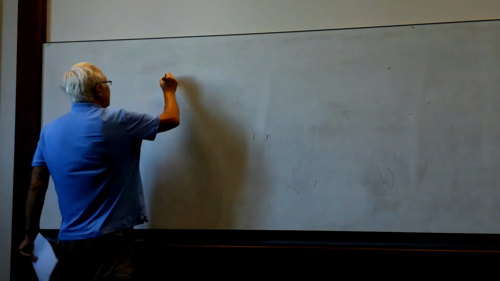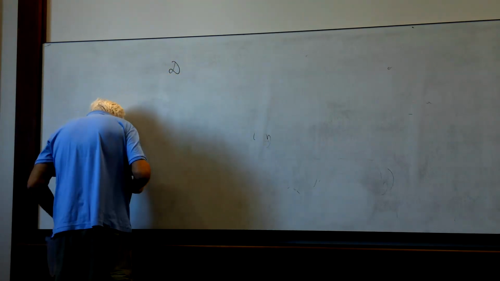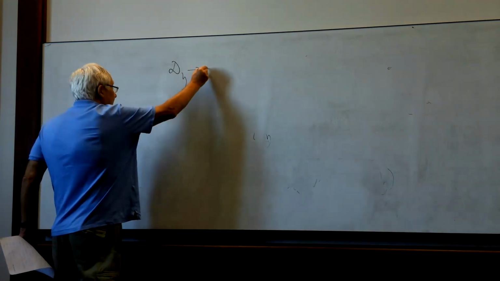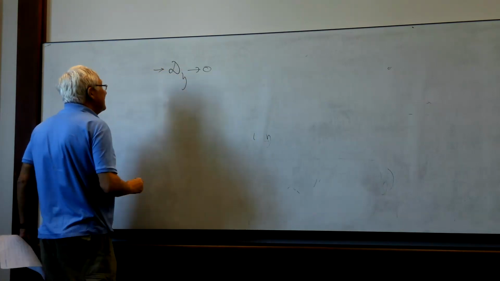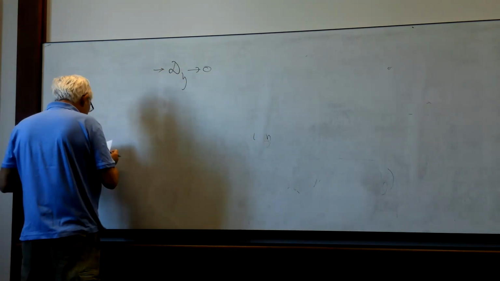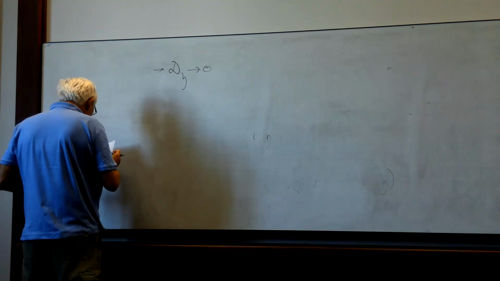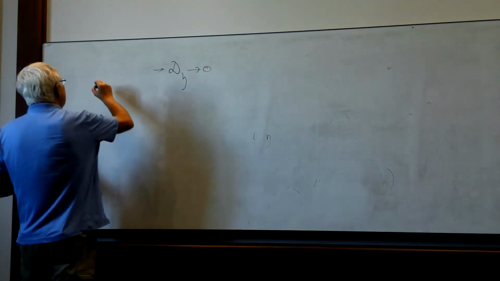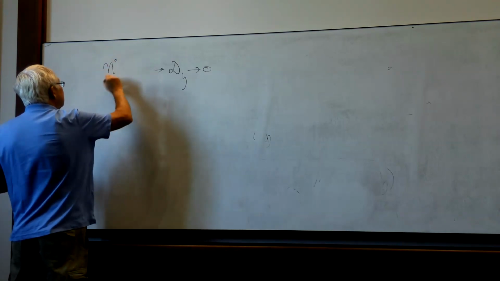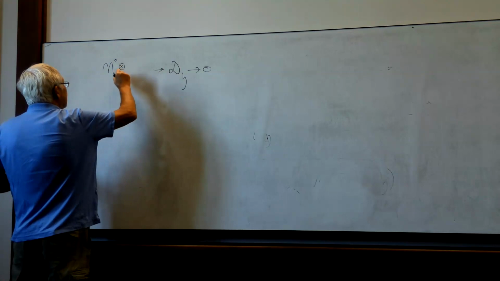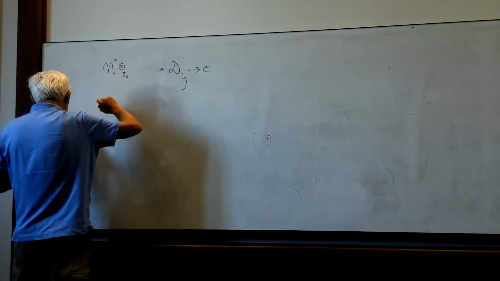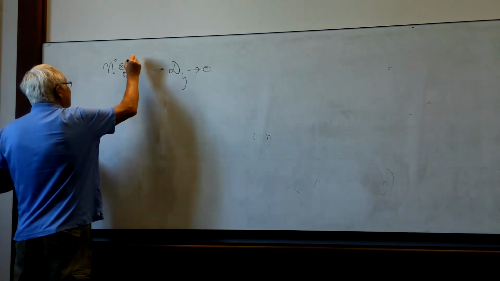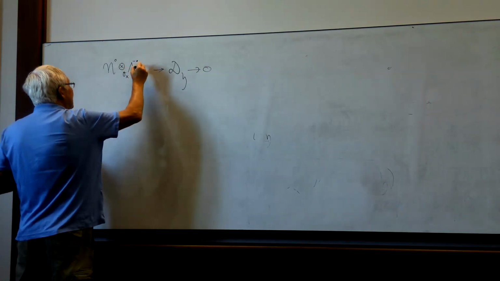So we'll look at this. We define this as the quotient of U naught by N naught U naught. So it's natural to write a resolution which is U naught tensor over OX with the wedge powers in negative degrees of N naught.